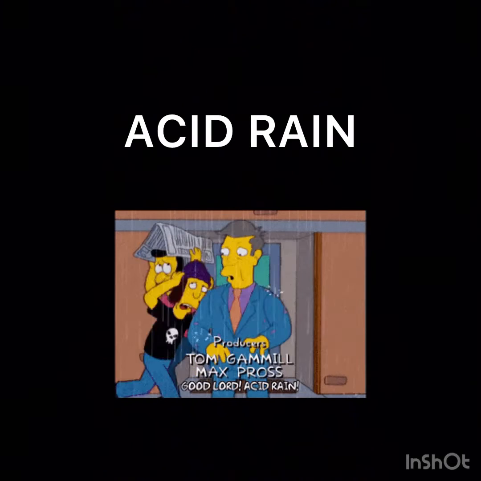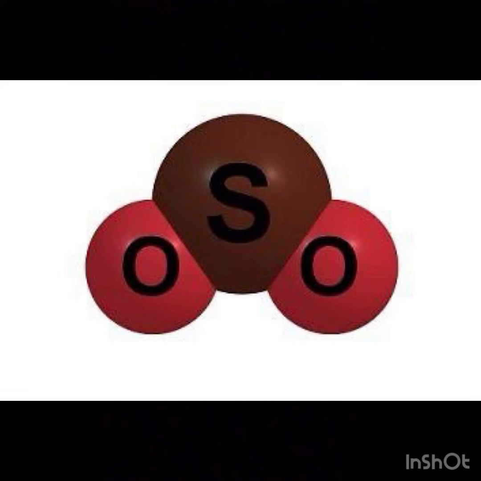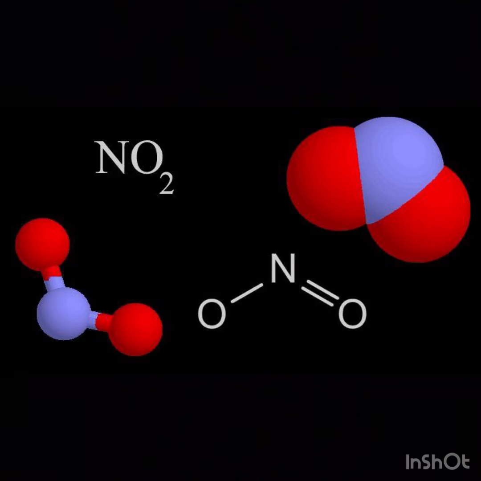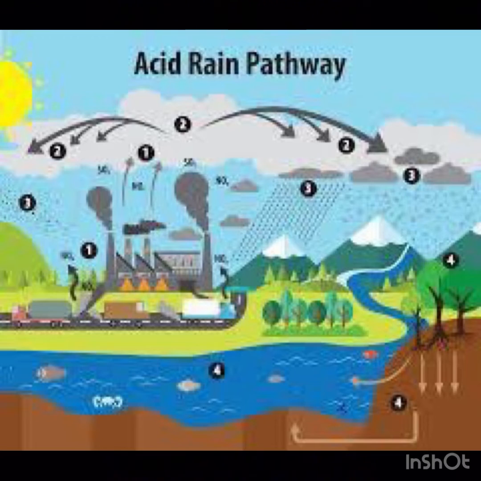Hello, today we're going to talk about acid rain. Acid rain results when sulfur dioxide and nitrogen oxides are emitted into the atmosphere and transported by wind and air currents. The sulfur dioxide and nitrogen dioxide react with water, oxygen, and other chemicals to form sulfuric and nitric acids. These then mix with water and other materials before falling to the ground.